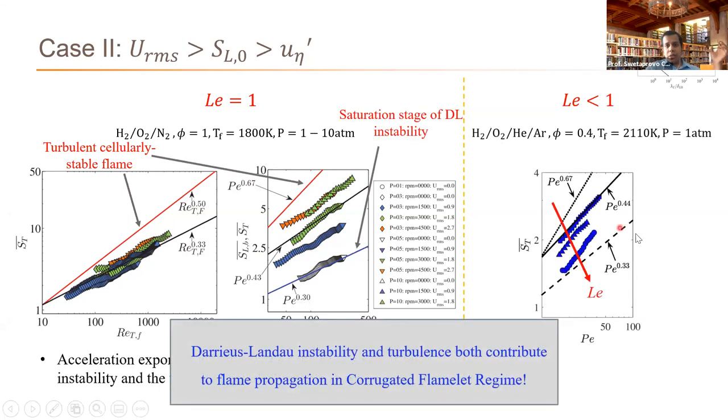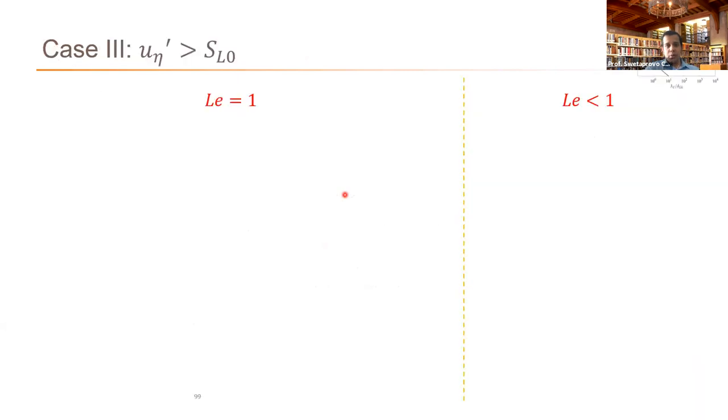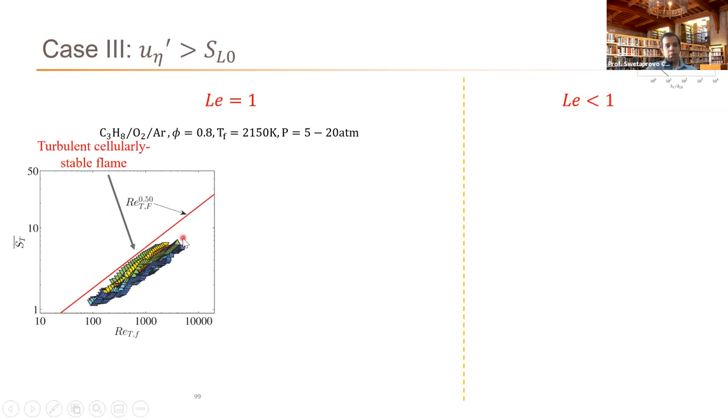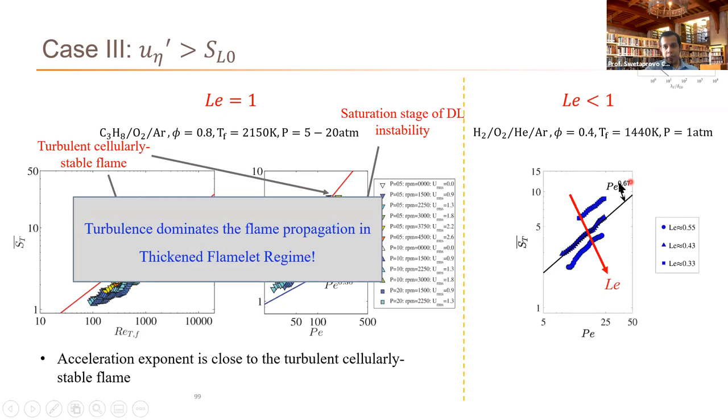What about Lewis number less than one? Once again, this Peclet number exponent is close to that for the Lewis number equal to one, though the average flame speed is larger. And of course, in the thin reaction zone regime, turbulence dominates and the thickened flamelet regime is found. In this case, we once again go back to the pure turbulence case, where you scale as Reynolds number to the power of 0.5 or Peclet number to the power of 0.67. Okay, so this is a pure turbulence dominated regime. And for Lewis number less than one also, we find that the scaling exponent of 0.67 holds. Though with increasing Lewis number, the average flame speed reduces, all other conditions remaining the same.